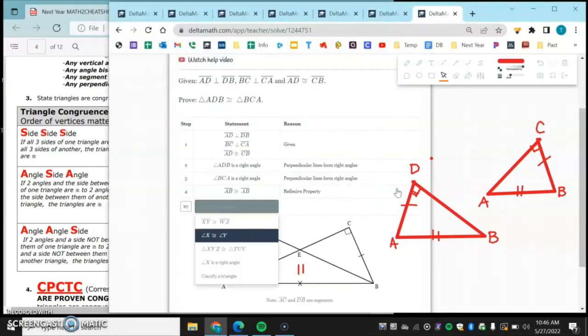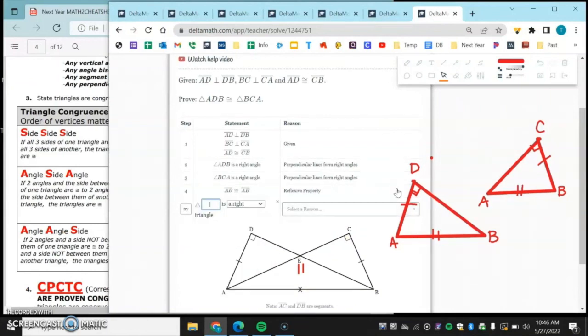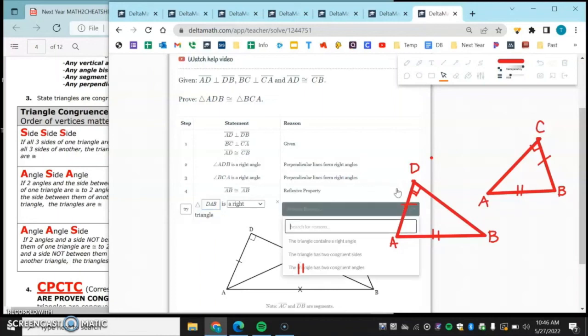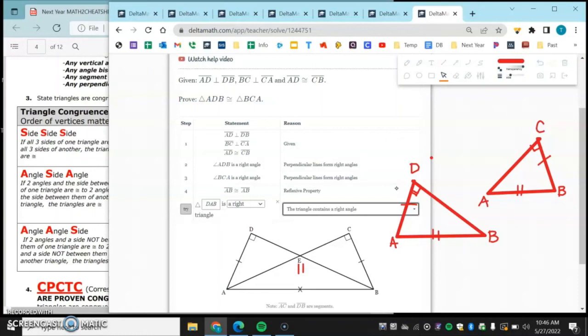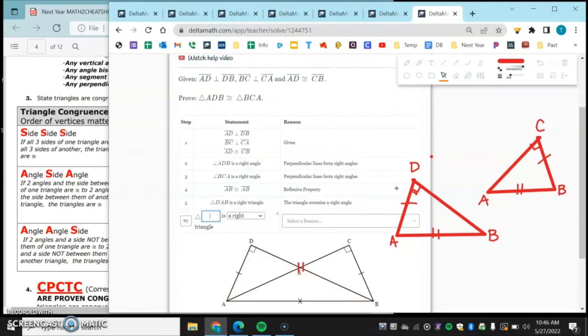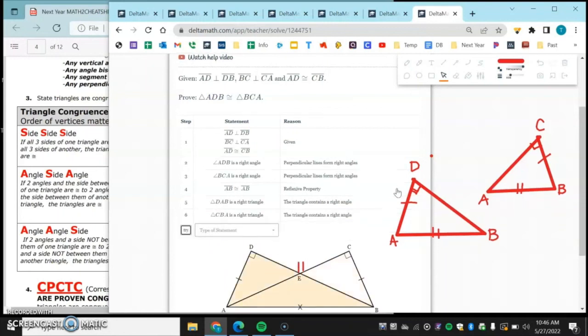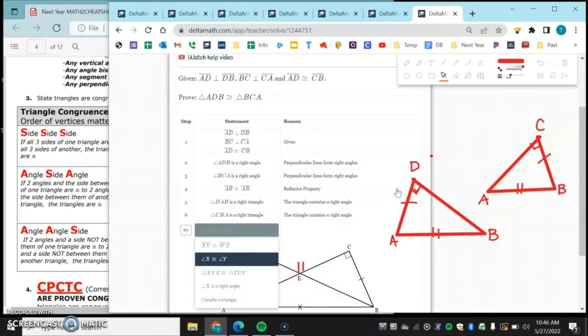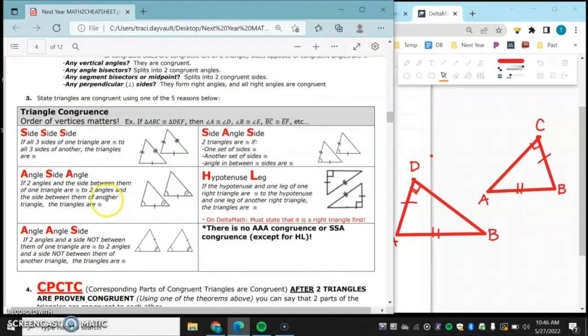hypotenuse leg. So we would classify a triangle and we would say triangle DAB is a right triangle because it has a right angle. And then you say the same thing for this other triangle, CBA, because it also has a right angle. So you have to state that they're right triangles before you state that they're congruent by hypotenuse leg.